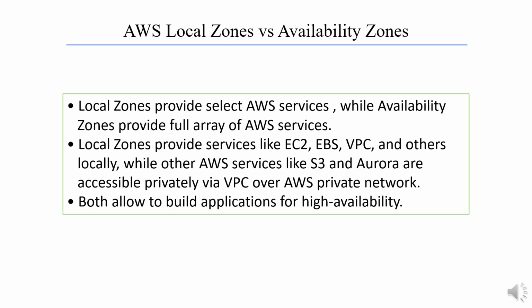Local zones provide services like Amazon EC2, Amazon EBS, Amazon VPC, and others locally, and can be used to serve end users in geographic proximity with extremely low latency. While other AWS services like Amazon S3 and Amazon Aurora are accessible privately via VPC over AWS private network. However, both local zones and availability zones allow you to build applications for high availability.